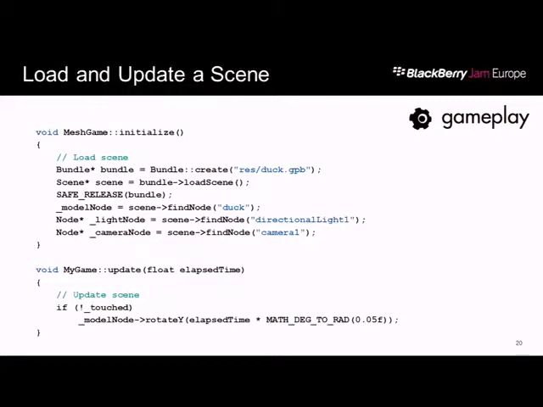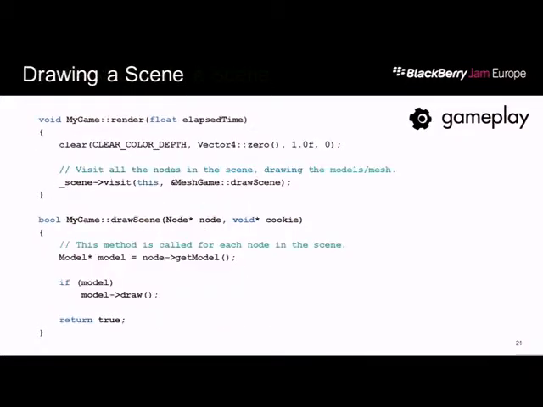So that's the model node. And is that what I called it? Yes, okay, good. And this is just rotating it at a constant rate based on the elapsed time. You can animate it if you want. There's an animation framework built in. And then if you want to render the scene, we don't have a scene renderer. You draw what you want. We have visitor patterns in there so you can traverse the scene if you want.